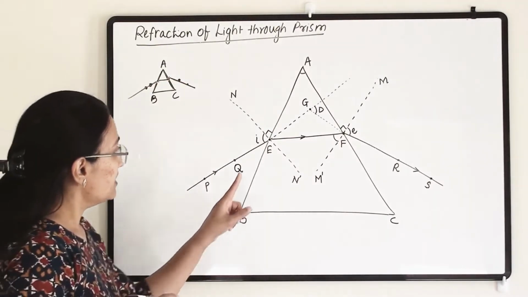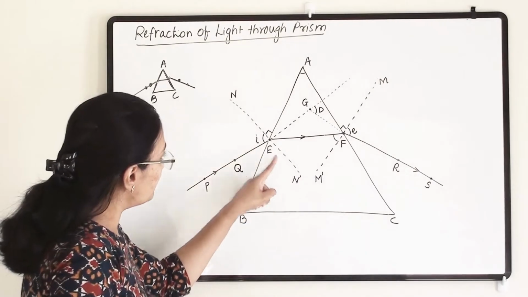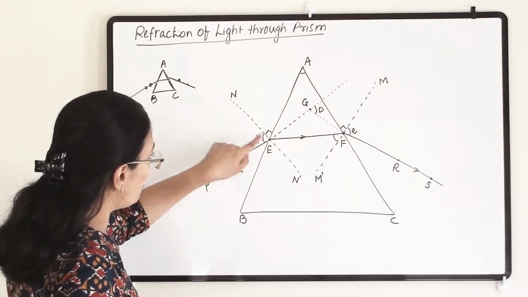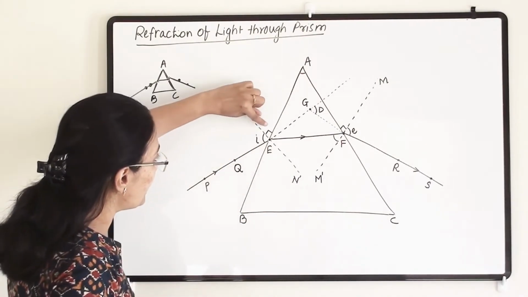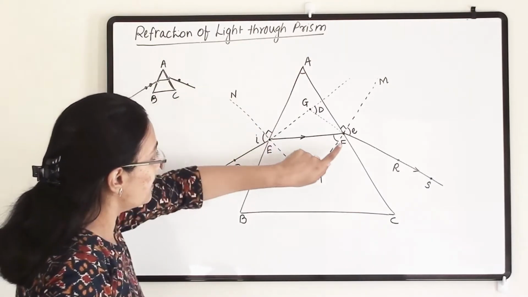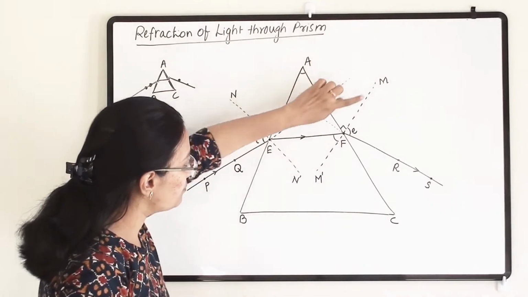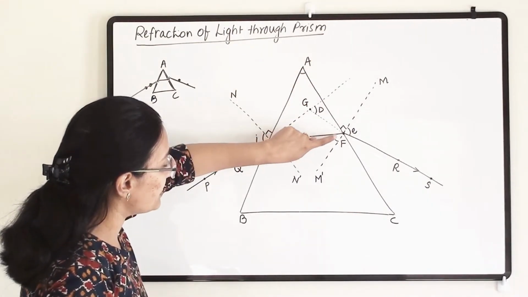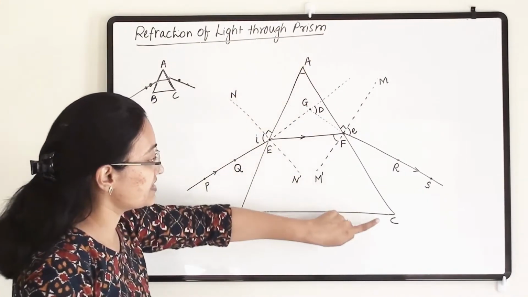Now we join E and F together. After that, we draw one normal, which will be perpendicular to AB. Another normal we draw is M dash, and that is perpendicular to AC.